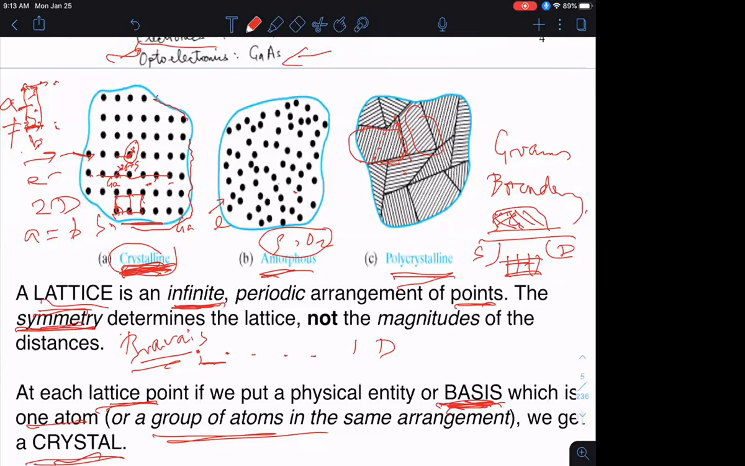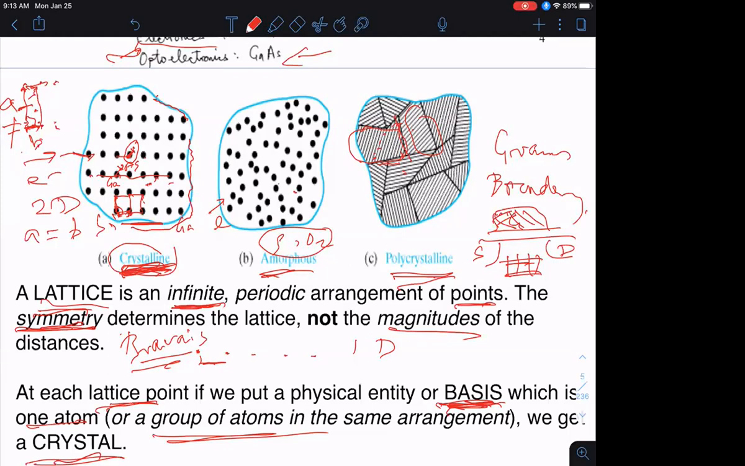So it's a symmetry that determines the lattice type, not the magnitudes of the distances. So in the case of the square lattice, if the distance between these 2 points was 1 angstrom versus 13 angstroms versus 2 miles, doesn't matter, they're all square lattices, okay?